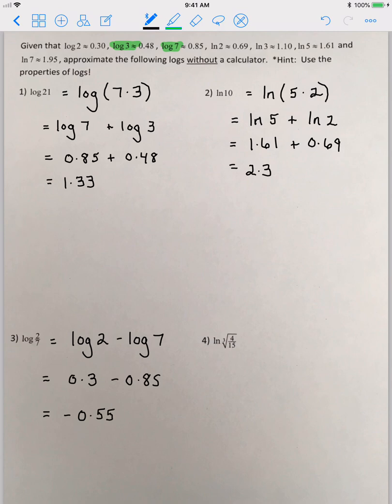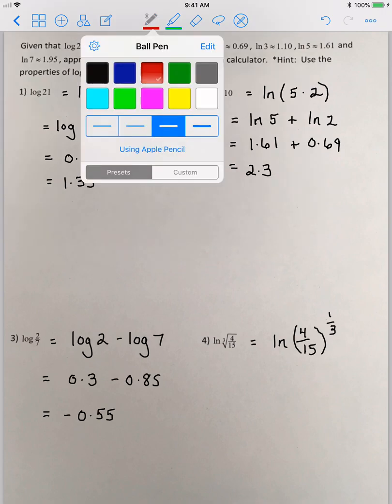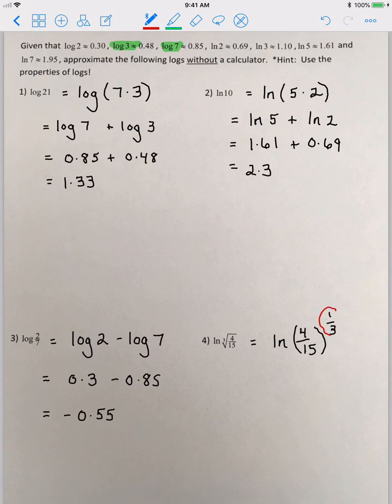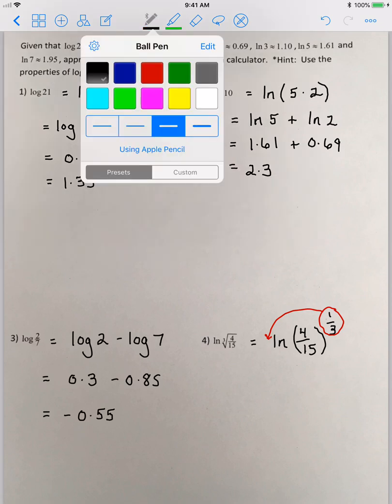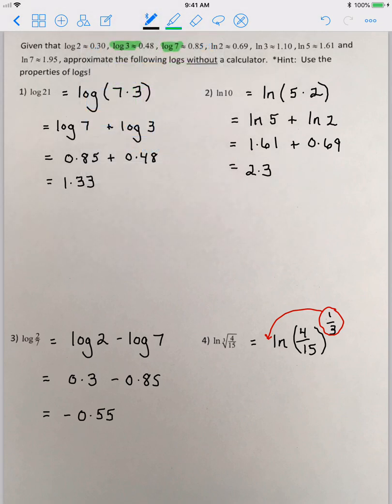Now, number 4 looks like it's super tricky, but we need to remember that we have a way that we can rewrite the natural log of the cube root of 4/15. This is the same thing as the natural log of 4/15 raised to the 1/3 power. That's what it means to be a cube root of something. And then we had another rule that said that if you have a logarithm that is raised to an exponent, you can take that exponent and drop it down in front of the logarithm. So that 1/3 can come down in front of the natural log of 4/15.